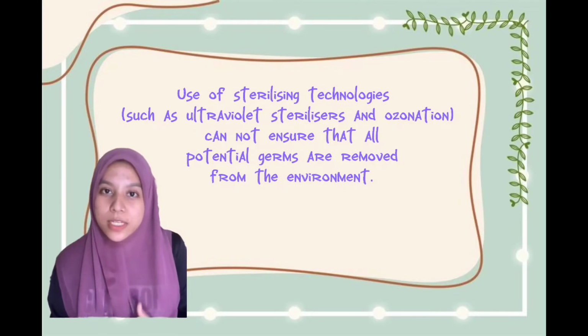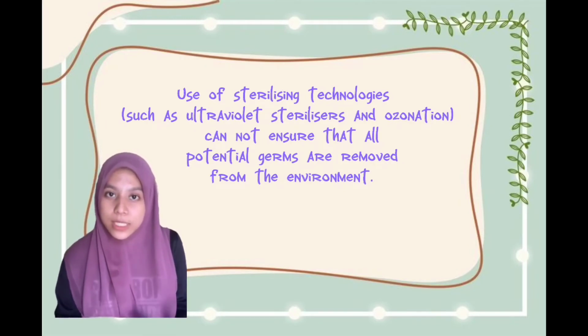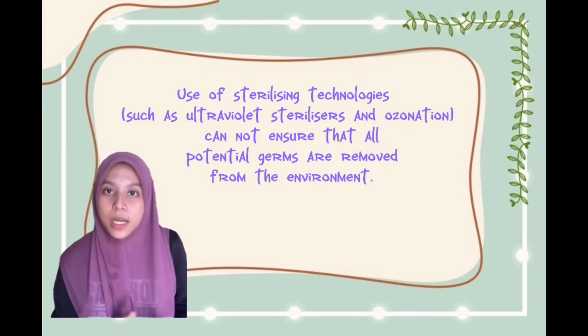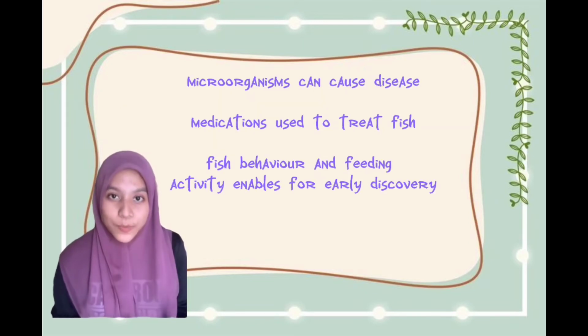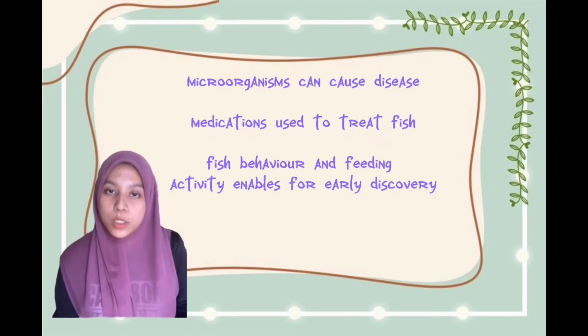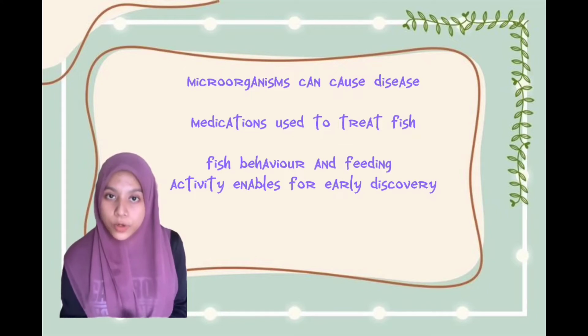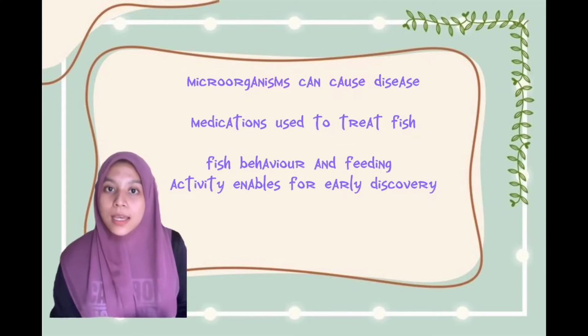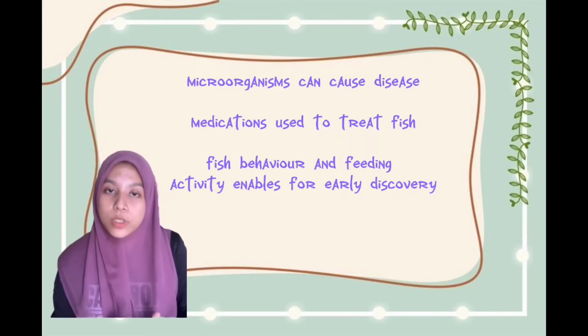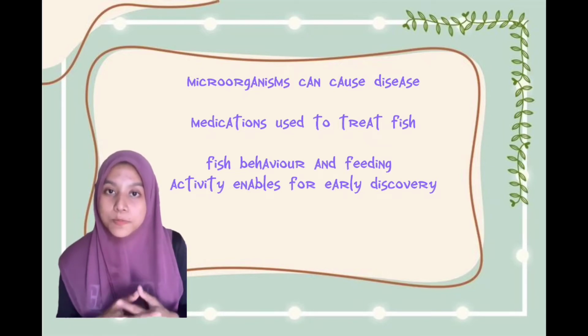Even the use of advanced technologies such as ultraviolet, 3D sensors and automation cannot ensure that all potential germs are removed from the environment. These possible microorganisms can cause disease due to poor water quality, inadequate nutrition, or immune system suppression caused by stressful situations. The medication used to treat this disorder allows fish to tame and overcome opportunistic infection, but it is not a substitute for competent animal husbandry.